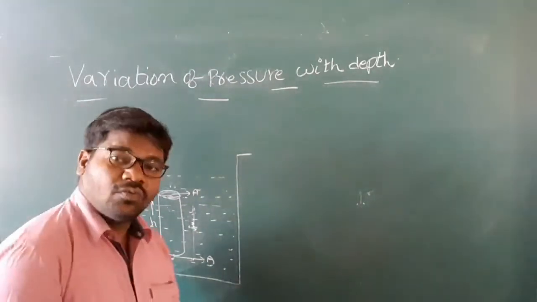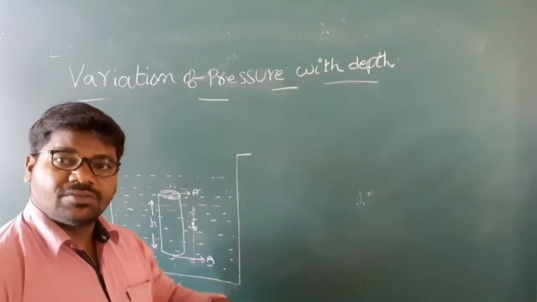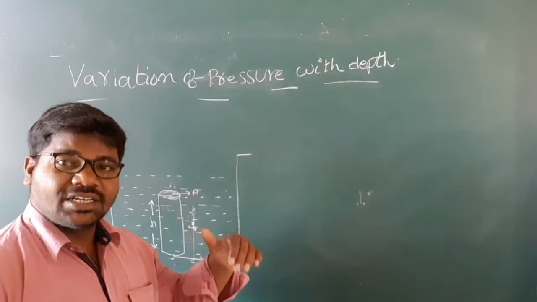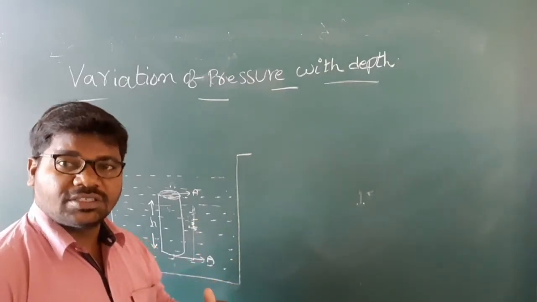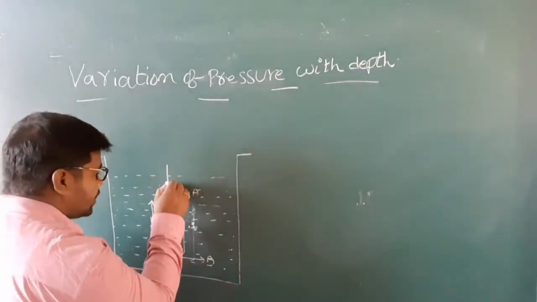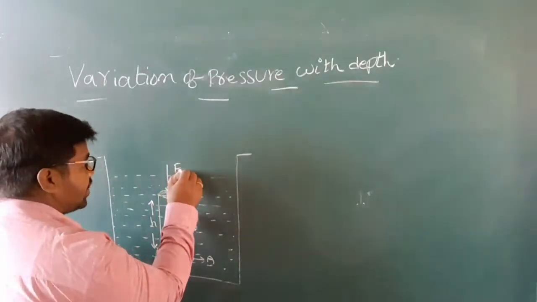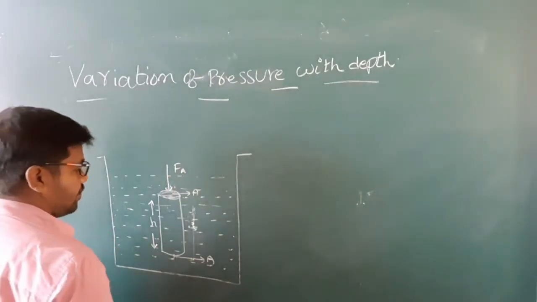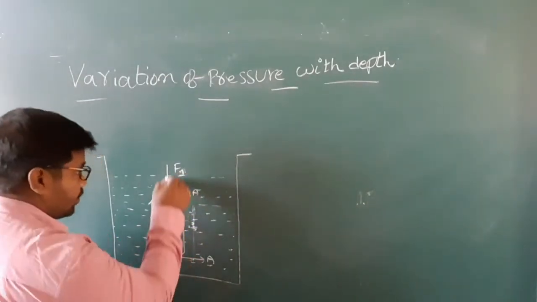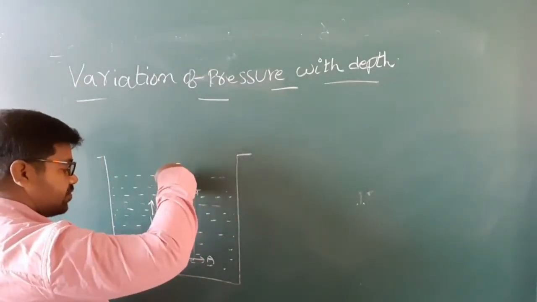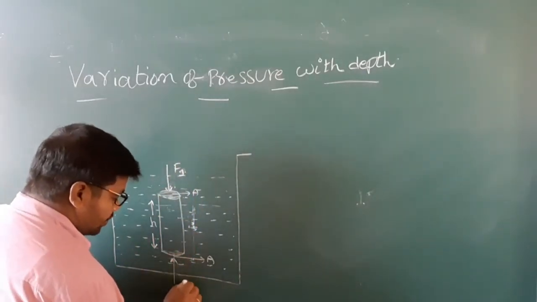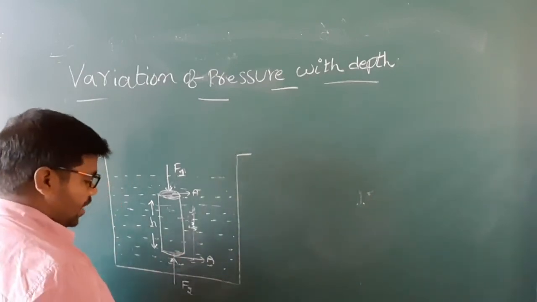Understand? We know that when an object is immersed in fluid, some thrust is acting. Thrust always acts perpendicular to the surface. Now here force is acting, denoted Fa or F1. Force is acting in this way. Here one area is there. Then here also force is acting. That force is called F2.